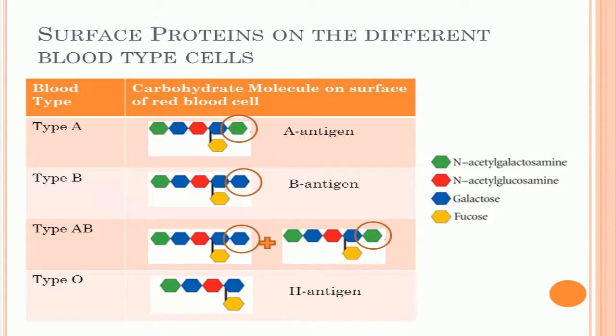For both type A and type B, an additional sugar molecule is attached at the furthest end of the carbohydrate. In type A, this is an N-acetylgalactosamine group, and in type B, a galactose group. Type AB blood is unique in that it has both the A and B proteins attached to the surface. The surface proteins corresponding to blood type are known as antigens. Type A blood cells have the A antigen, type B blood cells have the B antigen, type AB blood has both A and B antigens, and type O has the H antigen. The H antigen is the precursor antigen to the other blood type antigens.